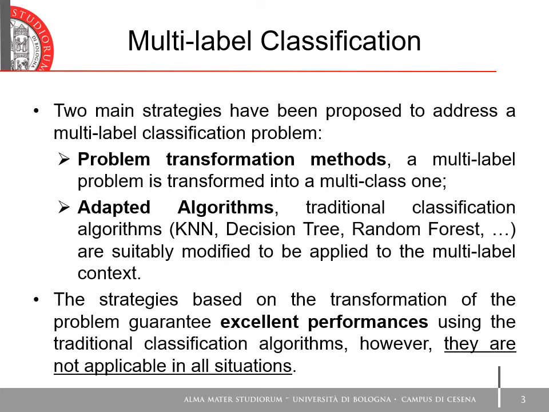On the other hand, it was decided to build specific solutions. For this purpose, traditional classification algorithms such as KNN or decision trees have been properly modified. The strategies based on the transformation of the problem are usually more performing, however, they are not applicable in every situation.